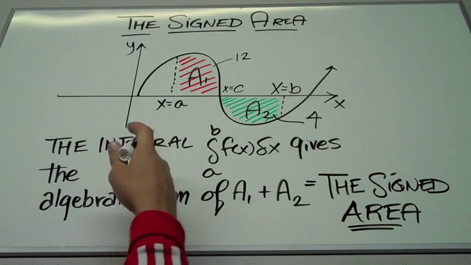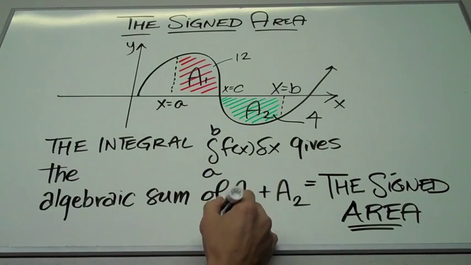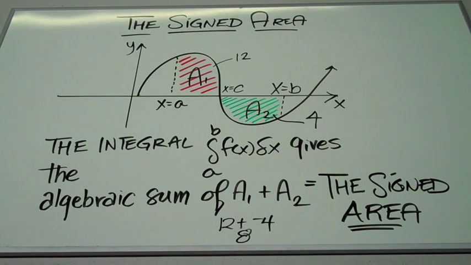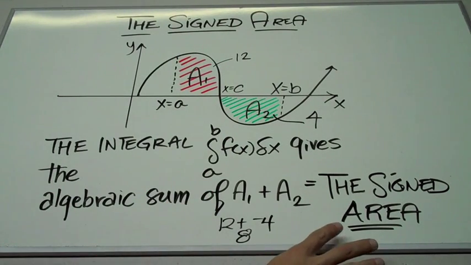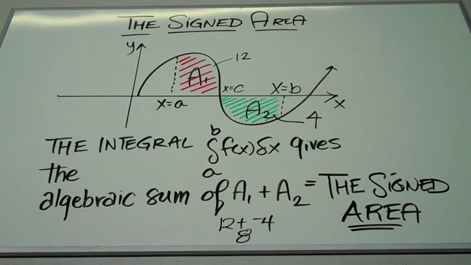So if I integrate this and I'm looking for the area under the curve, I'm going to get 12 plus a negative 4, which is 8 square units. When you integrate from a to b this way, it's called the signed area, and if we're talking about kinematics, it's associated with displacement. 12 plus a negative 4. That's going to give me something called the signed area.